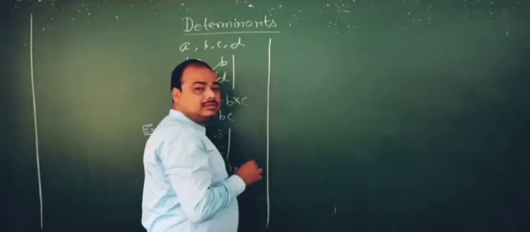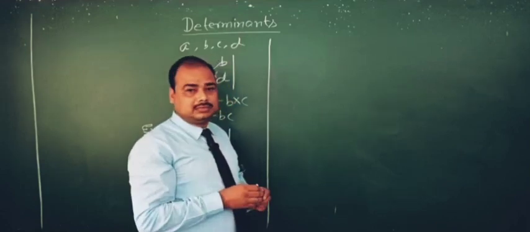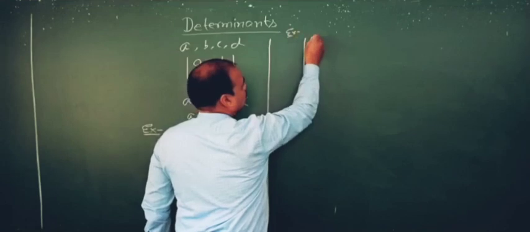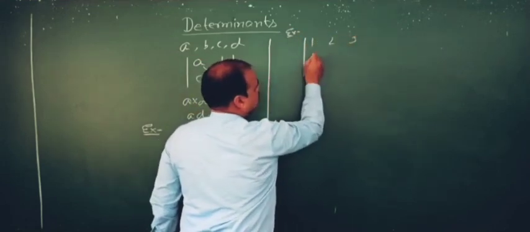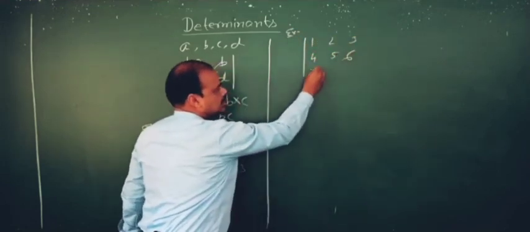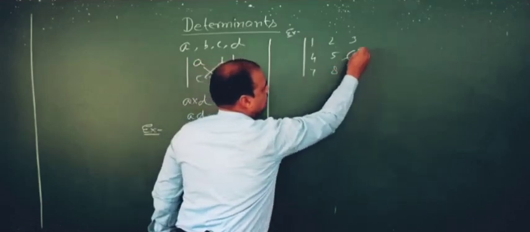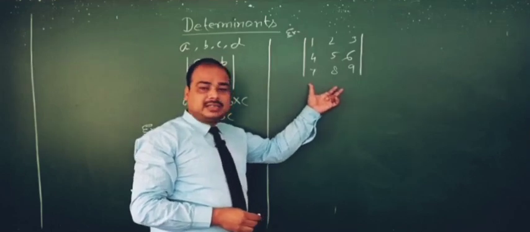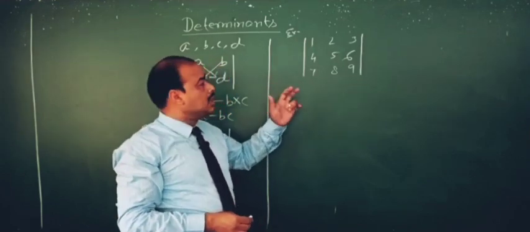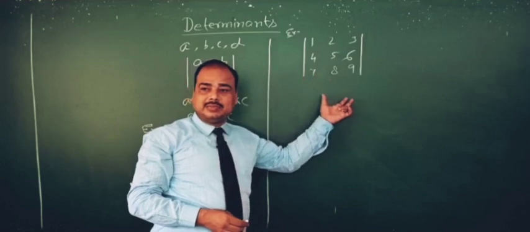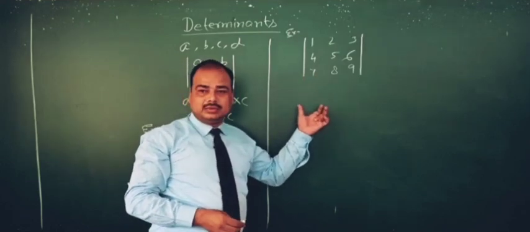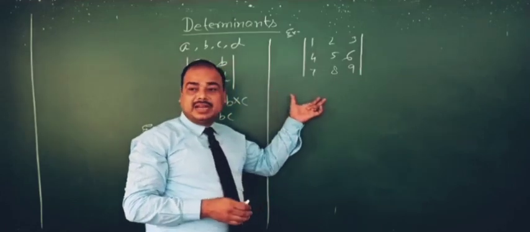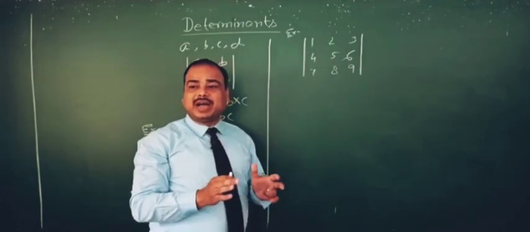Now determinants of order 3. For example, 1, 2, 3, 4, 5, 6, 7, 8 and 9. This is the determinant of order 3. How to evaluate these determinants as a single unit? Firstly, we need to understand what minor and cofactor are. What is minor and cofactor?